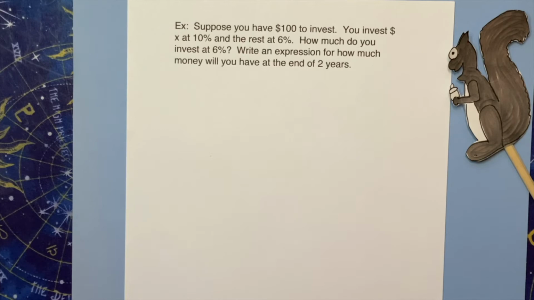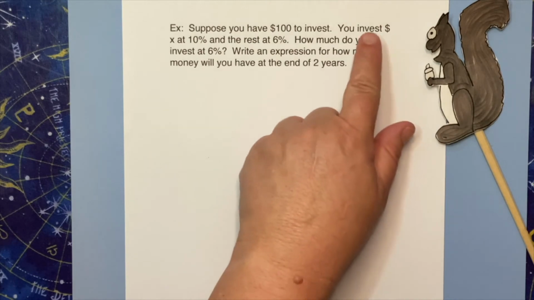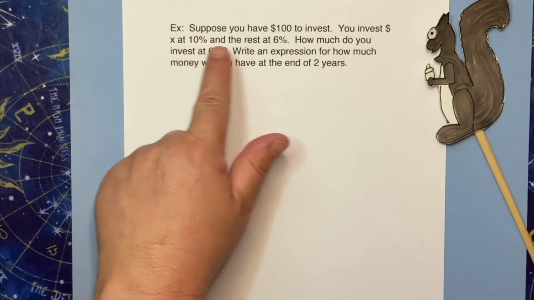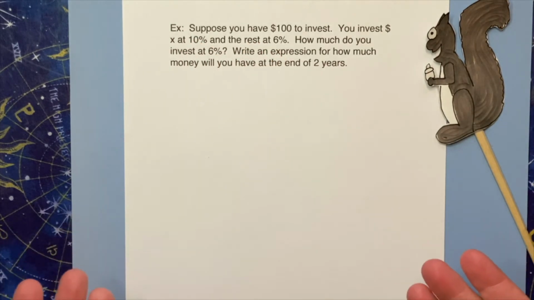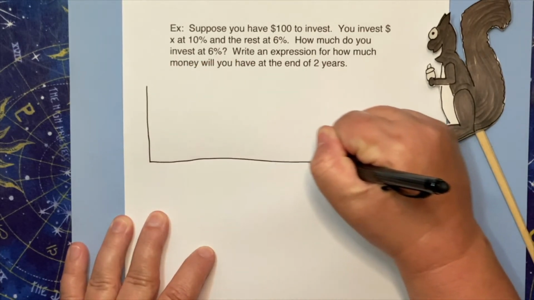Okay, so this problem, we have $100 to invest. Sounds familiar. You invest X dollars at 10%, and the rest at 6%. So this is related, but in this case, we don't know how much we're going to invest at 10%. So we've got part of it at 10%, part of it at 6%. And the first question is, how much to invest at 6%? And then the second part is, write an expression for how much money you will have at the end of 2 years.